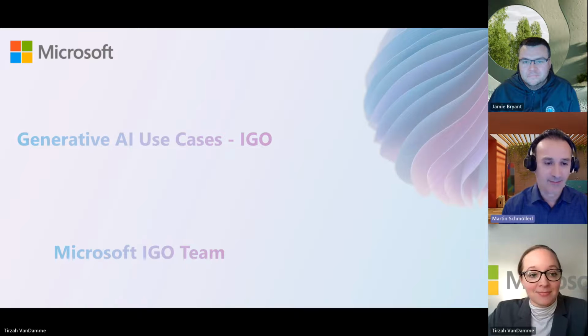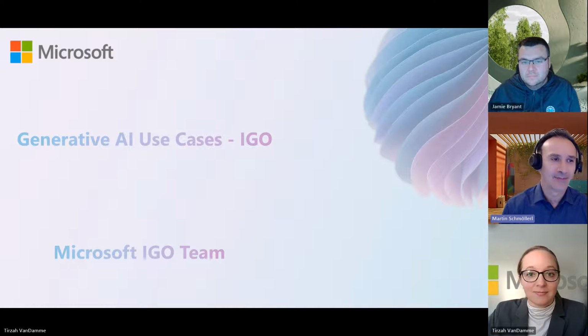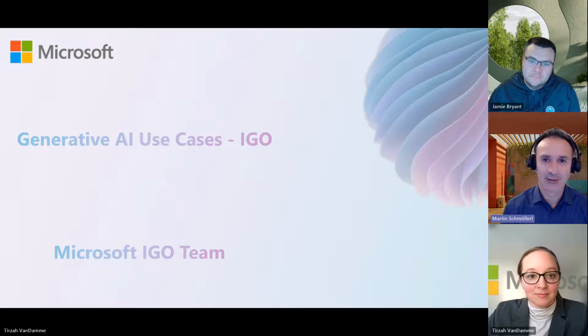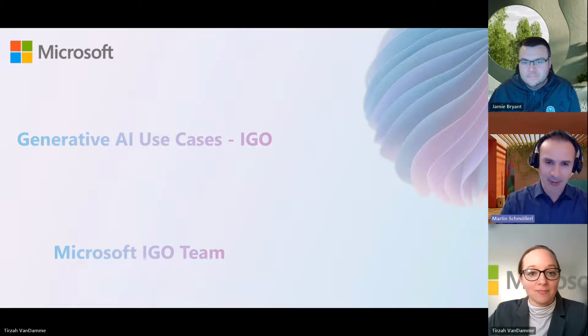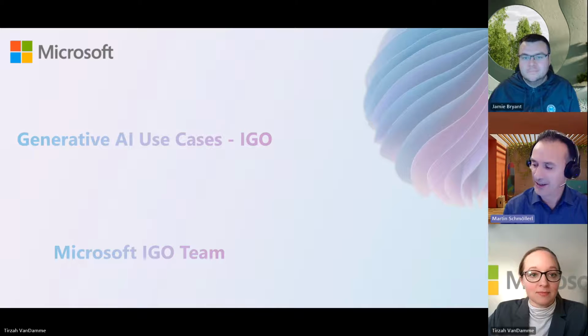Hello, everybody. My name is Martin Schmörl. I'm based in Zurich. I am a technology strategist and try to cover almost all our products a little bit. Today, I will focus on the Microsoft 365 Copilot.